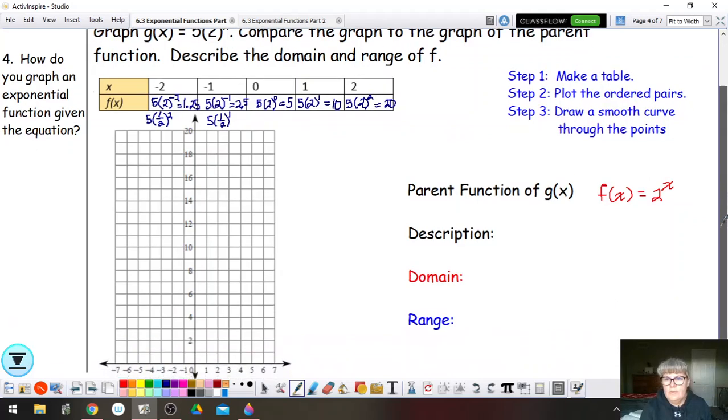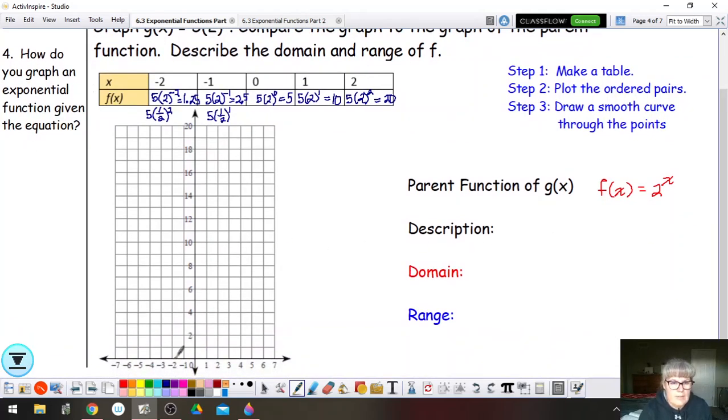So let's plot those points. When x is negative 2, we're at 1.25. At negative 1, we're at 2.5. At 0, we're at 5. At 1, we're up here at 10. And at 2, we're up at 20. And then this is a nice smooth curve, and it's not going to cross the x-axis. It'll get really, really close to the x-axis, but it won't cross it, and it won't ever equal 0.